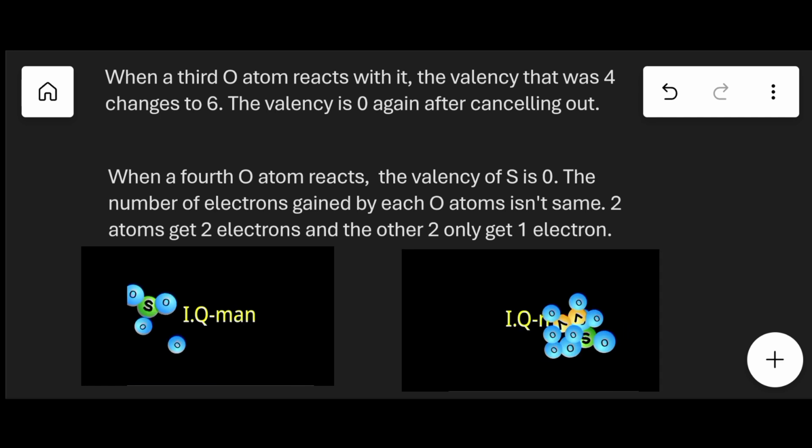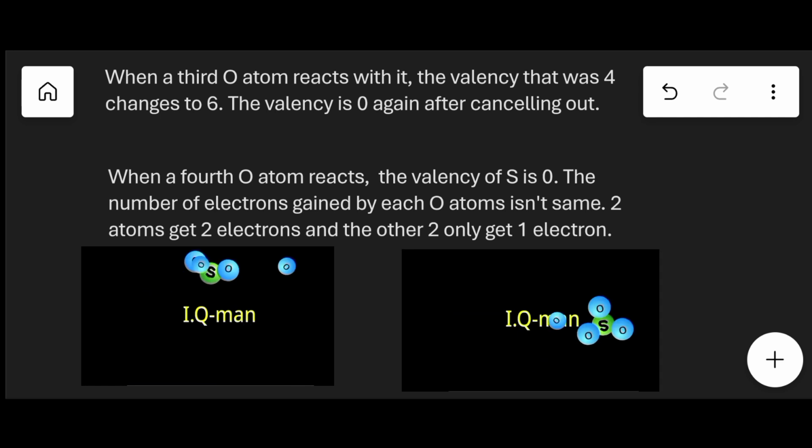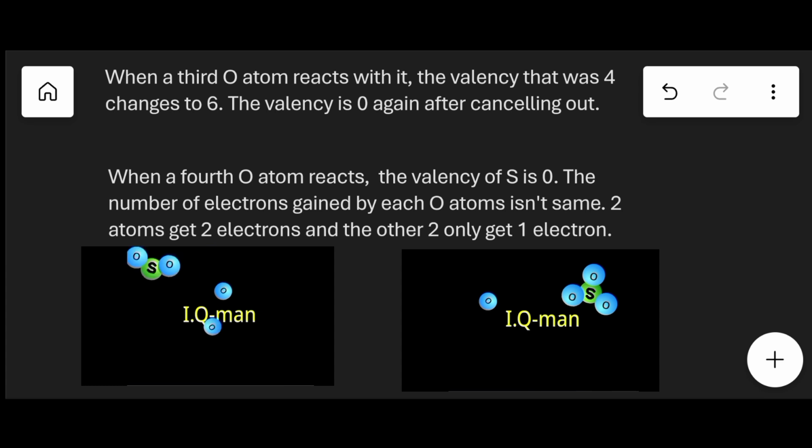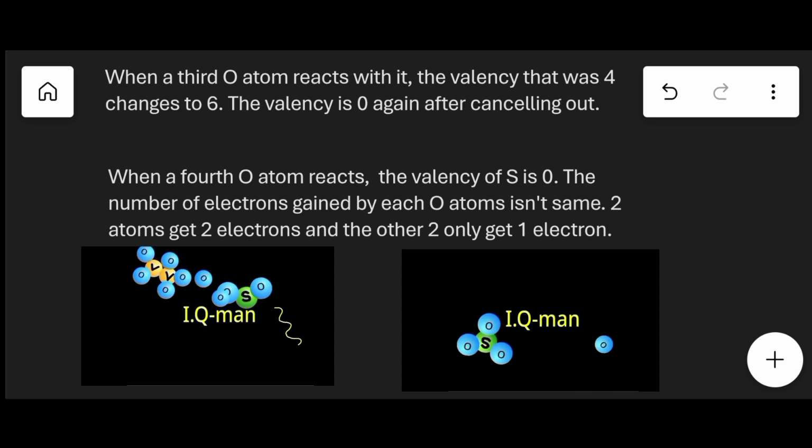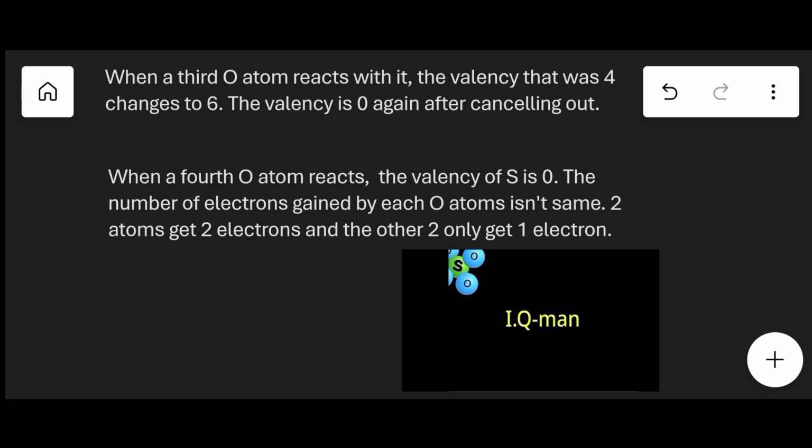When the fourth atom reacts, the valency of sulfur is still 0. The number of electrons gained by each oxygen atom isn't the same. Two atoms get 2 electrons and the other two only get 1 electron.